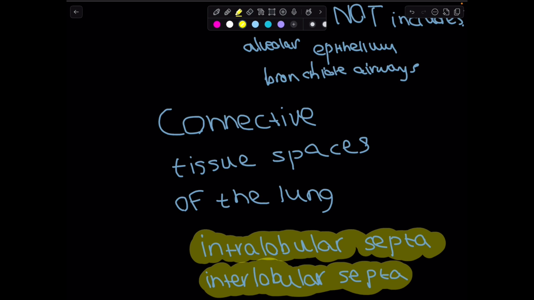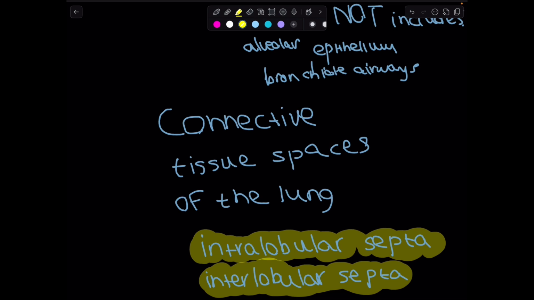So the intralobular septa is around the alveoli and there is a thin layer between the alveoli and the capillaries. Whereas the interlobular outline the secondary lobules, and they contain the lymphatics and the veins of the lungs.